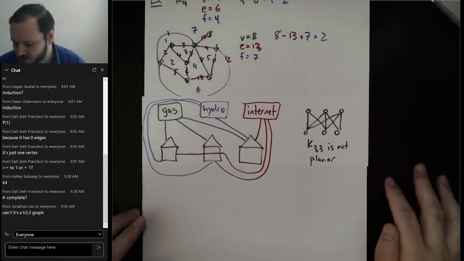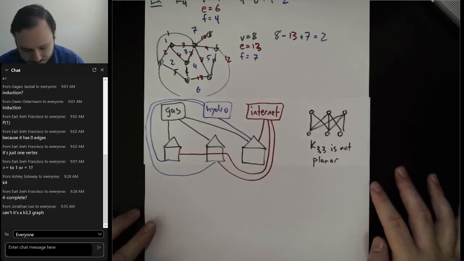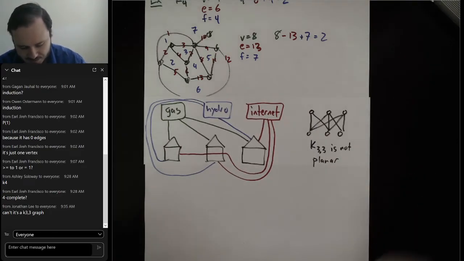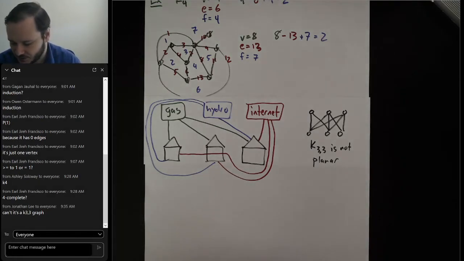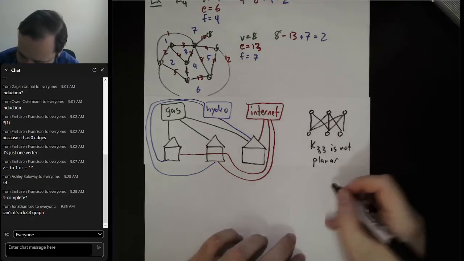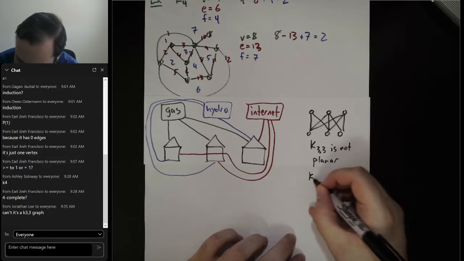But K33 as a graph is not planar. And I'm not going to prove that to you. And I'm going to give you another non-planar graph. K5 is also not planar.